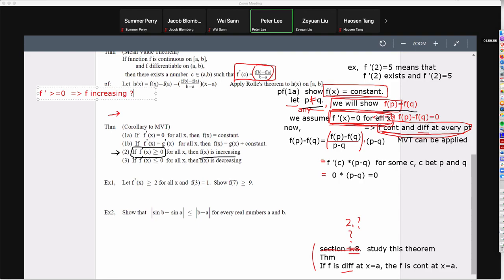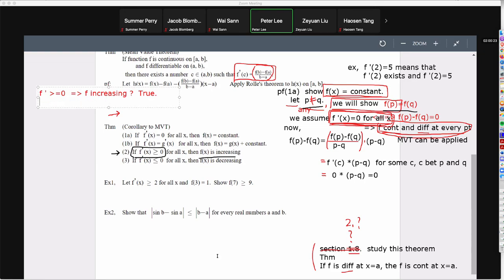If f prime is positive all the time, then is f increasing? Do you think that makes sense? If f prime is positive, then does that mean that f is increasing? Yes or no? Yes, this is actually true. So now let's look at the reverse.